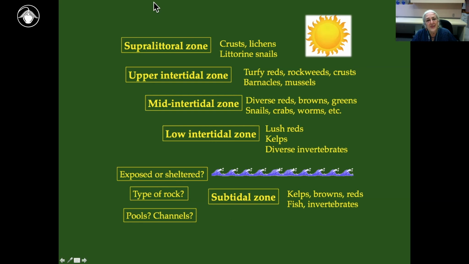And the intertidal zones change depending on if they're exposed to waves or sheltered. That wave action changes the form of seaweeds, and it changes everything, whether things will live or die there. Postelsia, the palm, only grows in exposed places. It would be outcompeted in more sheltered places. The type of rock can be important. Hard rock holds better. Sandstone erodes. Whether there's pools and channels brings more species, more habitat diversity. So the intertidal is a very diverse place because of all these factors.